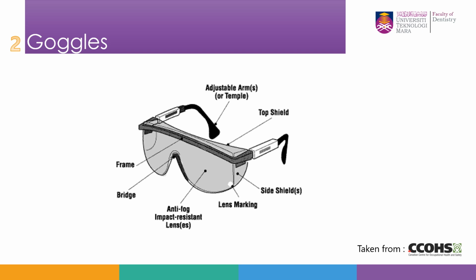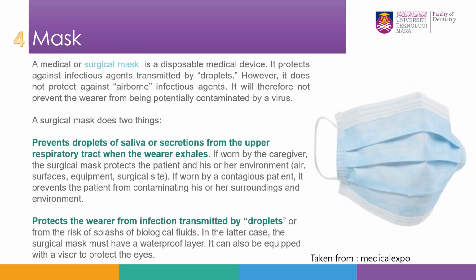So as I explained before to you, there are side shields, top shields that you should be aware of. Usually the glasses are made of anti-fog lenses. Okay, there's a bridge there to protect your nose as well. Okay, so next one is mask.